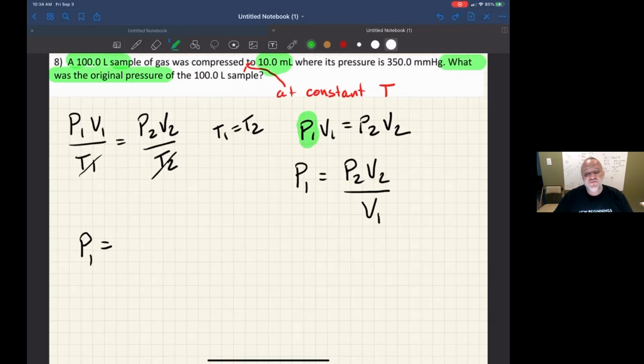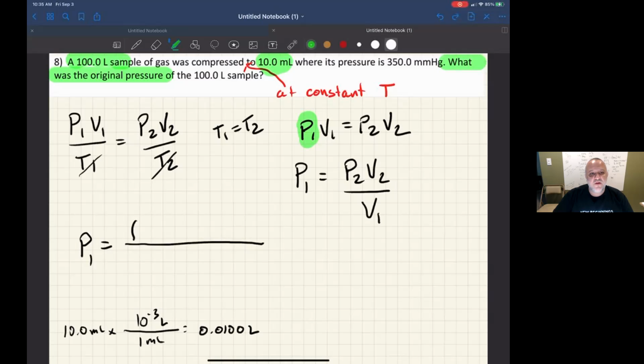Now, they do have to be in the same units. Since I'm giving you liters and milliliters, we need to convert one to the other. So let's convert milliliters to liters with our metric prefixes. And so we get 0.01 liters for that volume.